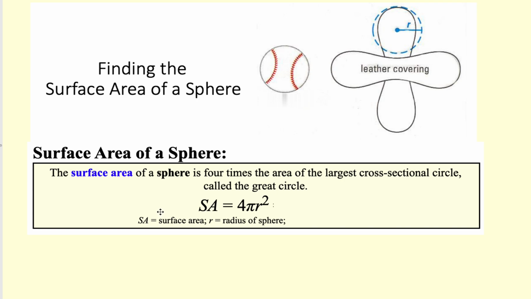And let's take a look at a baseball. If you take the skin off of a baseball, it looks like this. This is the leather covering, and this leather covering kind of suggests the formula for the surface area. It's really 1, 2, 3, 4 areas of a circle. So the surface area of a sphere is equal to 4 pi r squared. There's 4 circles that will cover the whole sphere.